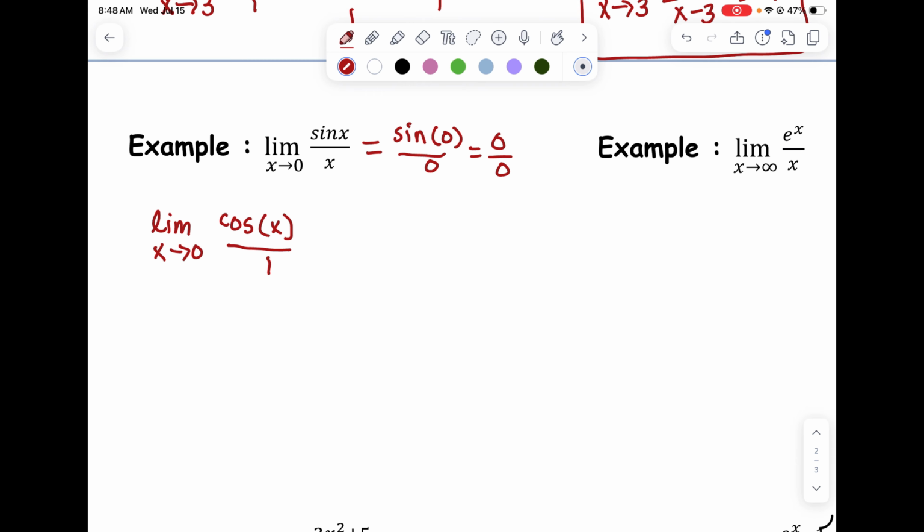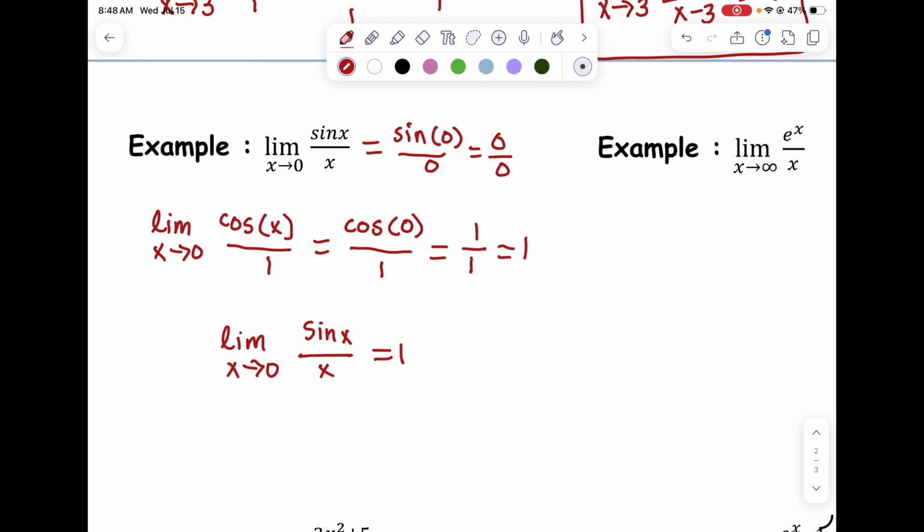And now we can go to that last step, which is just to substitute. So the cosine of 0, and then all over 1. The cosine of 0 is 1. 1 over 1 is 1. So the limit as x approaches 0 of sine x over x is equal to 1. It's not the greatest box.